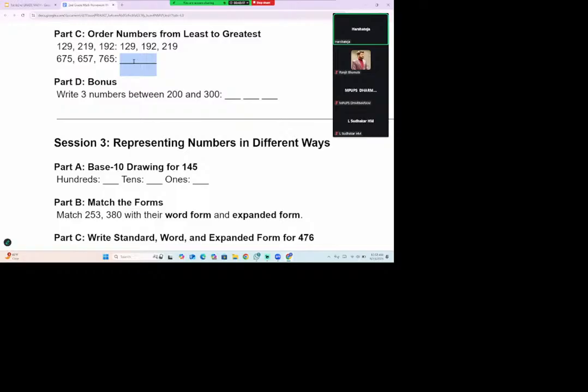So now we do the same thing here. You check the hundreds place. 765 is greater than these two numbers. And now we check the tens place. 7 is greater than 5. So we know 657 is the smallest number. So 657, 675, and 765, least to greatest.